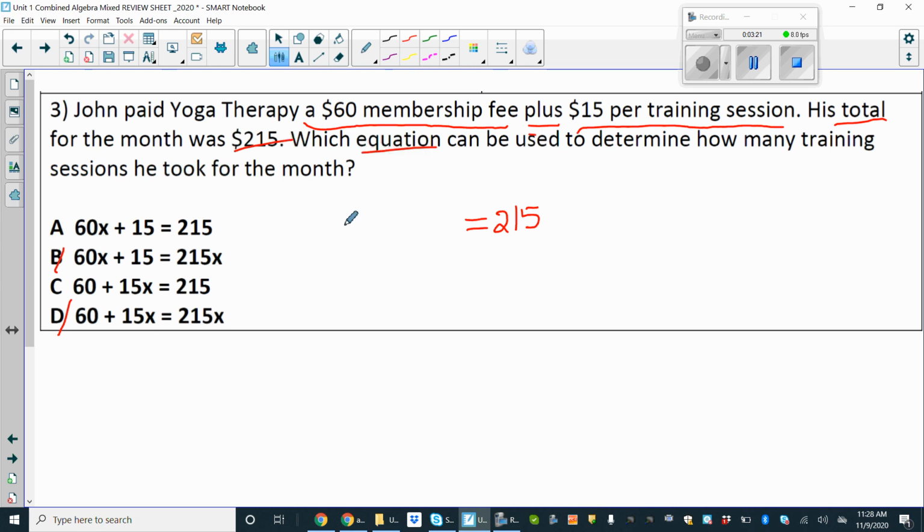Okay, so now we're going to set up the left side. We know a membership fee is just a one-time fee. So that's $60, and then we have the word plus tells us to use an addition sign, and then $15 per training session. And we have to set up an equation to determine how many training sessions he took. So right off the bat, we don't know how many training sessions he's going to take, so therefore that is where your variable is represented by. It's 60 plus 15x equals 215, which is answer choice C.